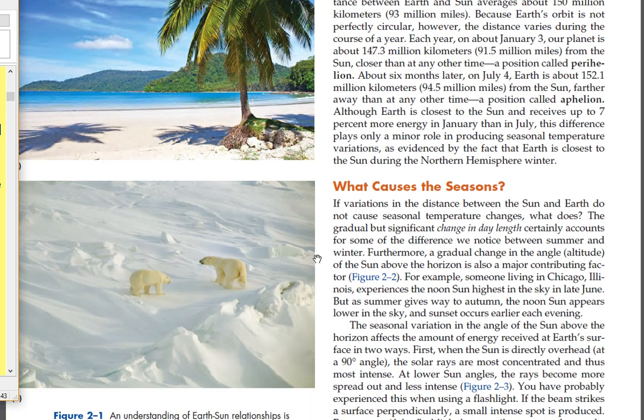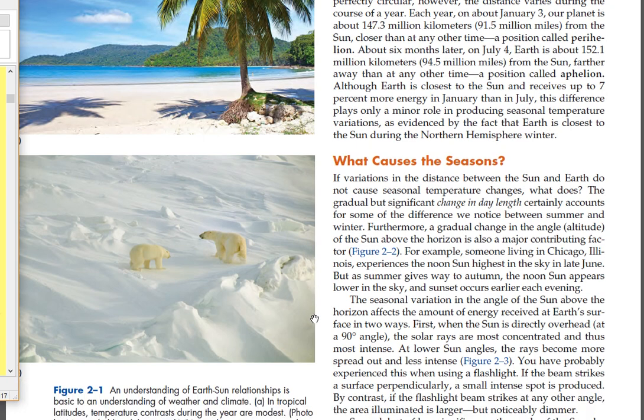Furthermore, a gradual change in the angle, altitude, of the Sun above the horizon is also a major contributing factor, Figure 2.2. For example, someone living in Chicago, Illinois, experiences the noon sun highest in the sky in late June. But as summer gives way to autumn, the noon sun appears lower in the sky, and sunset occurs earlier each evening. The seasonal variation in the angle of the Sun above the horizon affects the amount of energy received at Earth's surface in two ways.